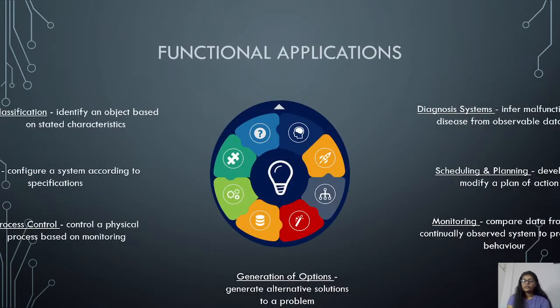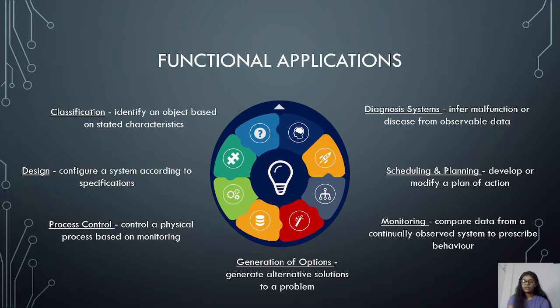Now we see some common functional applications of an expert system in today's scenario. They are used for classifying different objects based on their characteristics. They are used to design particular systems based on certain specifications. They are used for process control and generation of various alternative solutions to any problem. They are widely used in the medical field to diagnose a disease or provide an appropriate medication for a disease. They are used for scheduling and planning and to monitor the behavior of a particular subject during scientific research.